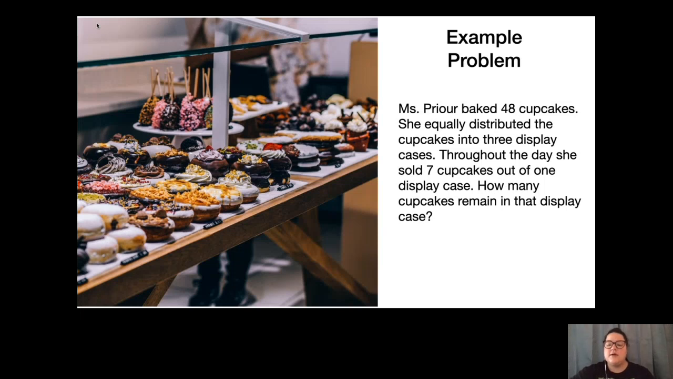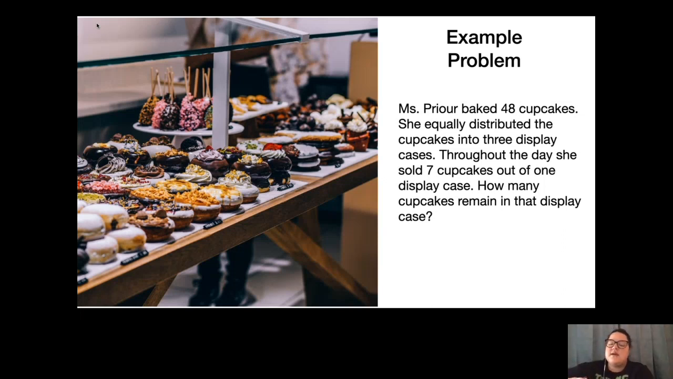Now we have some numbers that we're going to work with. Miss Prier baked 48 cupcakes. So I'm going to go ahead and write down 48 cupcakes on my whiteboard. She equally distributed. What do you think that means? What operation are we going to use when it's equally distributed? That's right, we're going to use division here. Equally distributed into 3 display cases. So we're actually going to take that 48 and we're dividing by, that's right, 3.